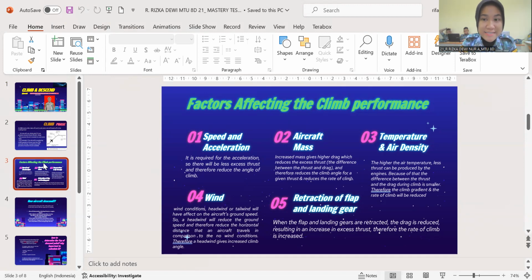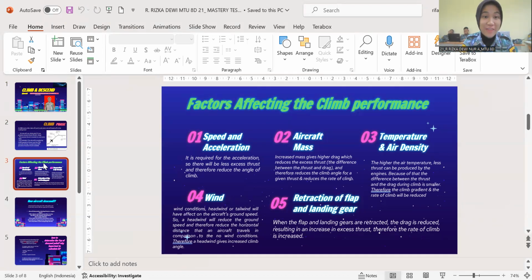Third, we have temperature and air density. The higher the air temperature, the less thrust can be produced by the engines. So because of that, the difference between the thrust and the drag during the climb is smaller. Therefore, the climb gradient and the rate of climb will be reduced. Four, we have wind. Wind condition, headwind or tailwind, will have an effect on the aircraft ground speed. A headwind will reduce the ground speed and therefore reduce the horizontal distance that an aircraft travels in the climb. Therefore, headwind gives an increased climb angle.